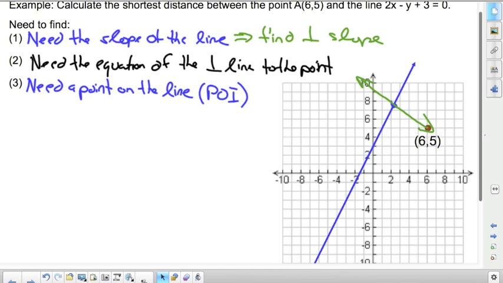So let's work on the first one. How can we get the slope of that line? Wait, we're finding the slope of the green line? Well, first we need to find the slope of the line. Which line? Oh, yeah, okay, right?